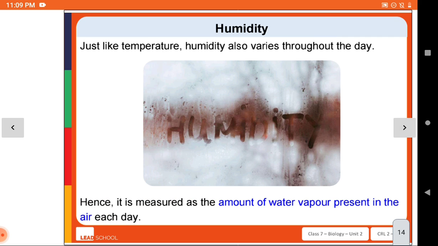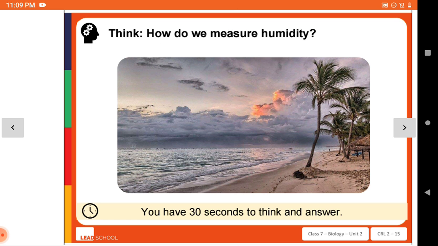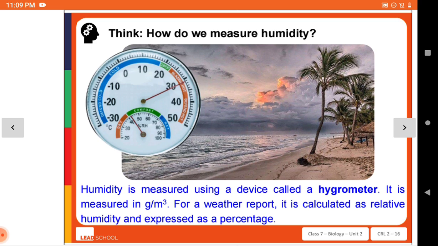So humidity, just like temperature, also varies throughout a day. Hence, the amount of water vapor present in the air is measured each day. So how do we measure humidity? Humidity is measured using a device, the hygrometer. It is measured in grams per meter cube. For a weather report, it is calculated as relative humidity and expressed as a percentage.